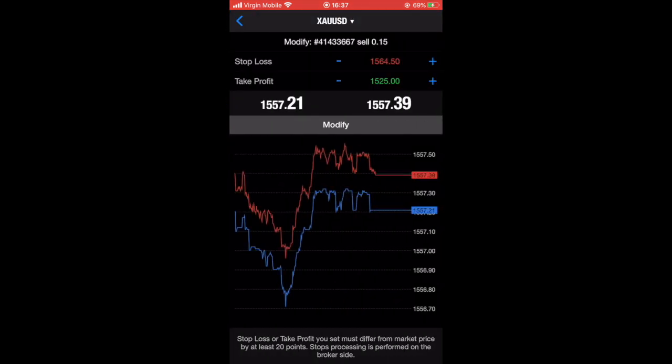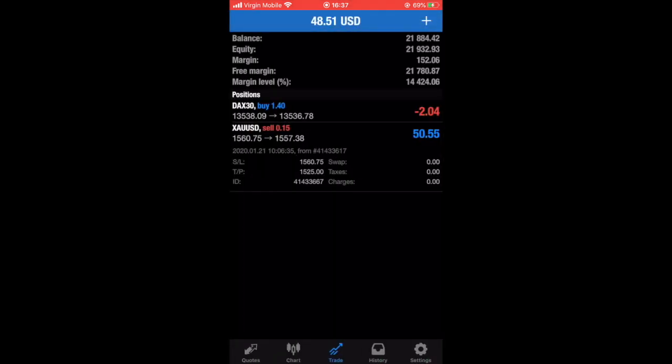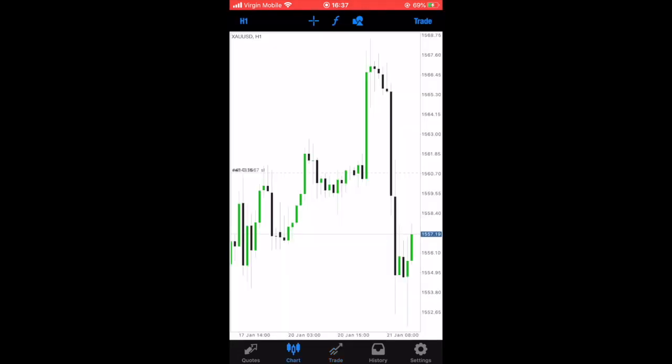Here, we need to delete the existing stop loss figure and replace it with the same figure that you entered the market at, 1560.75. Once done, click Modify, and this is now complete. You are now risk-free on this trade. If it continues to move in our direction, we will profit further. But if it turns around, we will not lose.